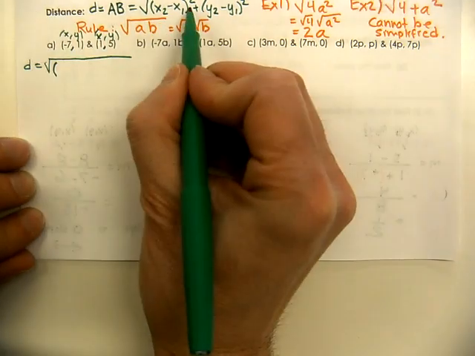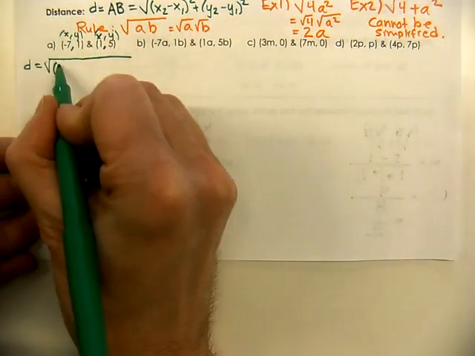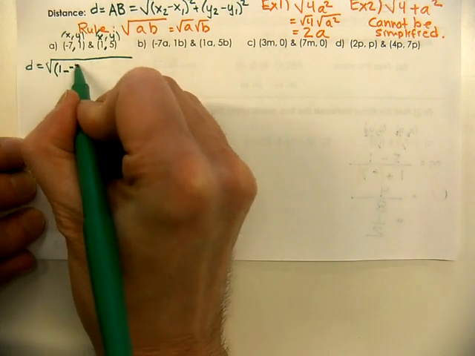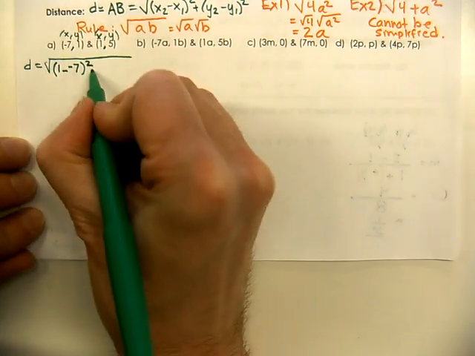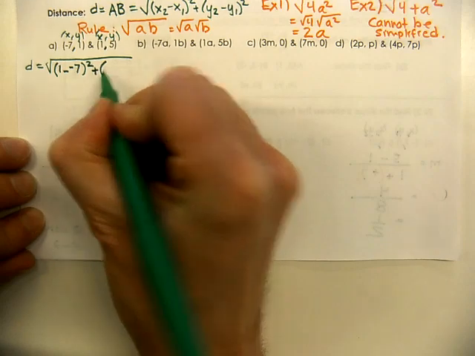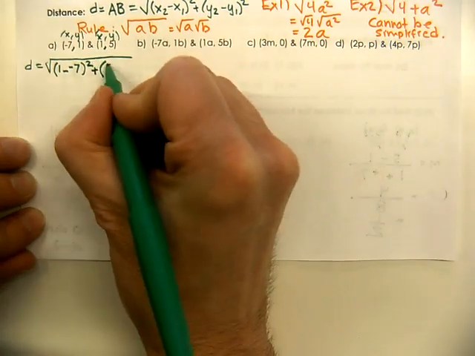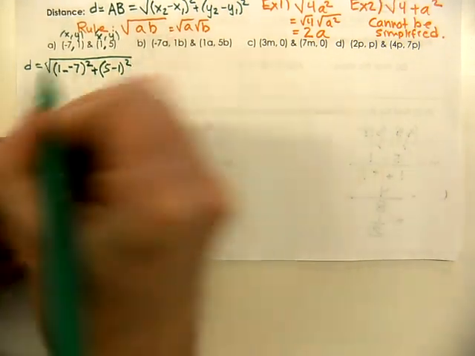The formula said let's subtract those x coordinates. So we have a 1 and a negative 7. So 1 minus negative 7. All of that has to be squared, plus. And then the y coordinates are 5 and 1. So 5 minus 1 quantity squared.